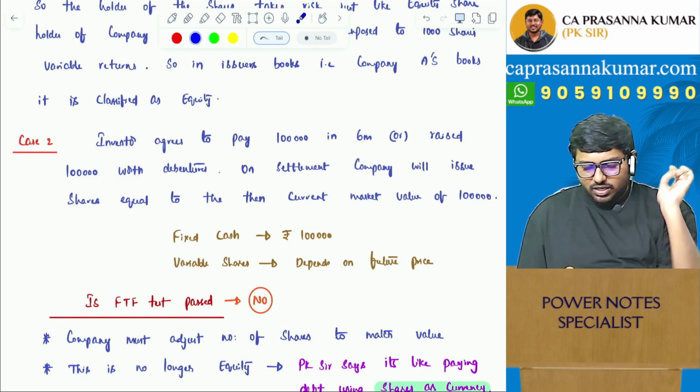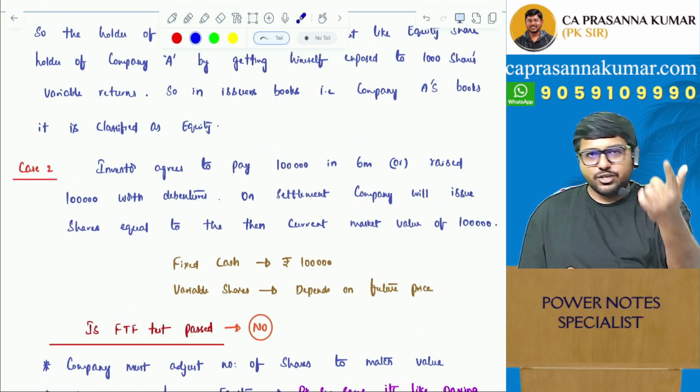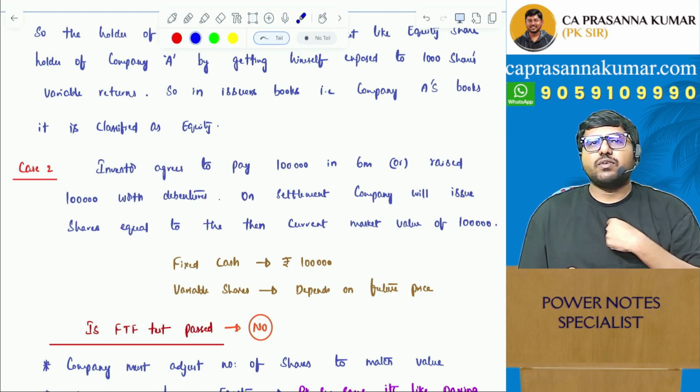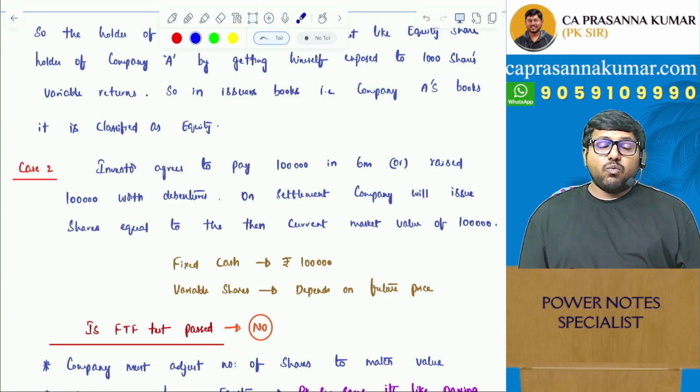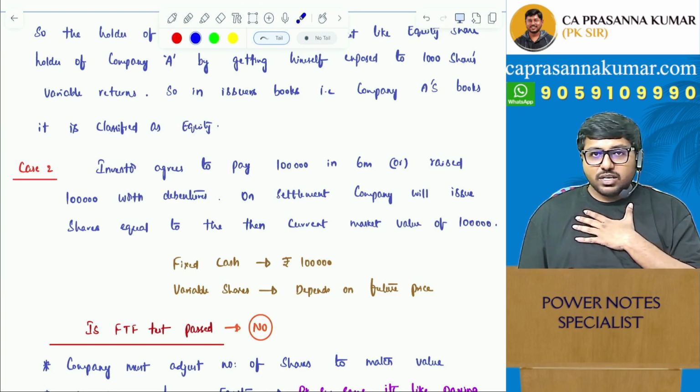Are you able to get me? Which means, tell me one thing, whatever the money that you have paid, the other side of the coin, what you have given me, is it fixed? Of course it is fixed because you have already given me 1 lakh. Whatever the number of shares which I'm going to give you as a company, my equity shares, is it fixed?